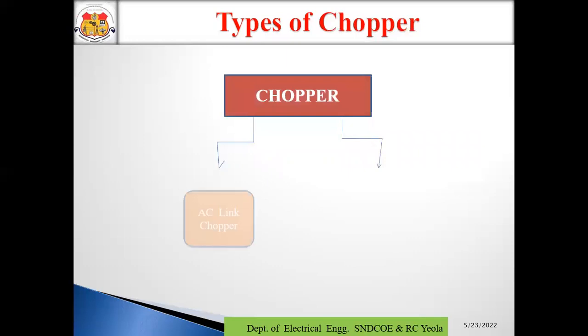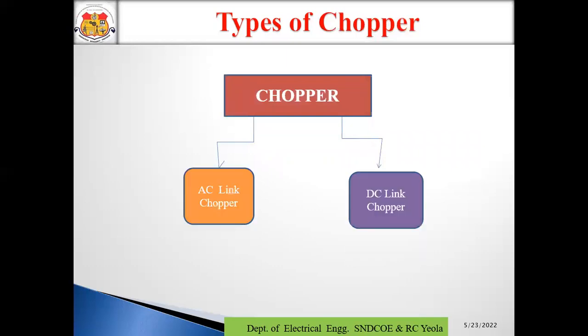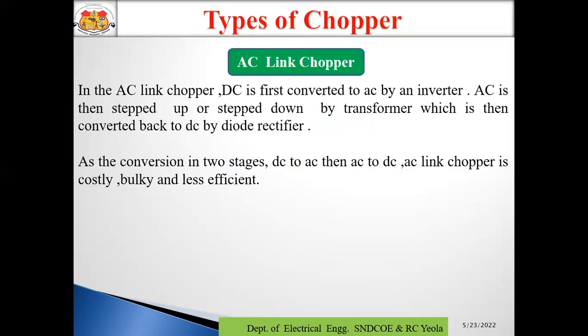So as we earlier discussed the concept, definition, and introduction of the chopper, now we will go to the classification or types of the chopper. Generally, chopper is classified in two types. One is AC link chopper and the second one is DC link chopper. So let us understand the types of the chopper one by one.